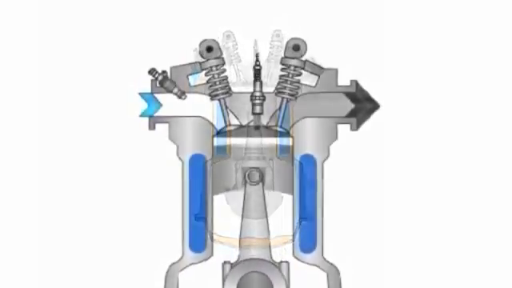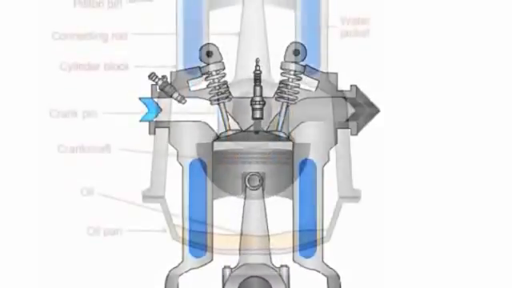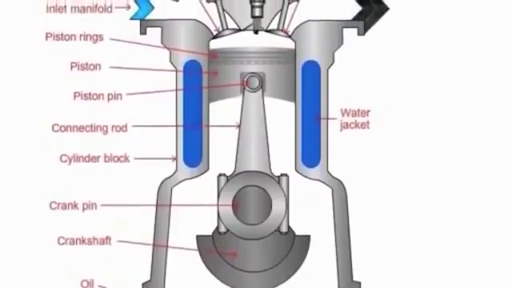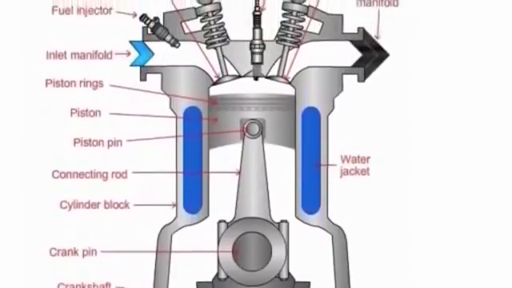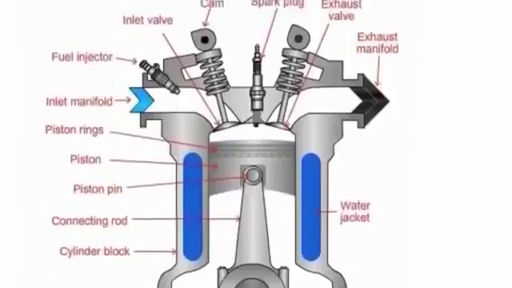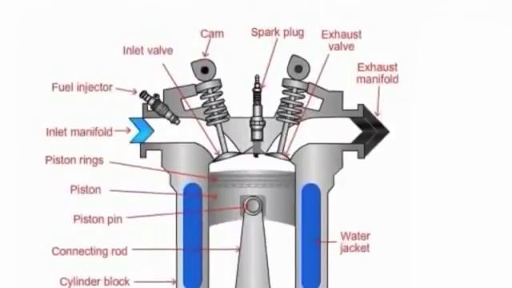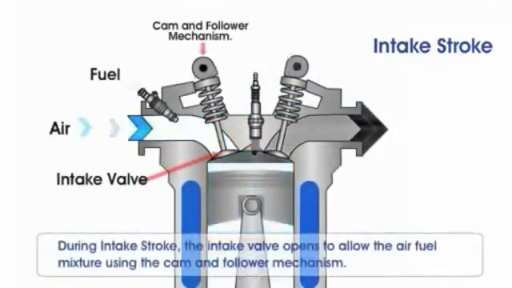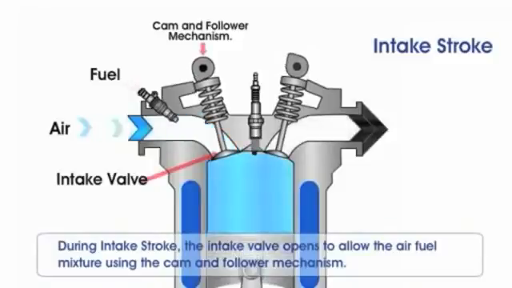Here, you can see all of the strokes of the engine. These are all the parts of the engine that were just explained, but more in detail. Next, you'll see the first stroke of the engine, the intake stroke. As the piston goes down, the valve opens and lets air and fuel in.